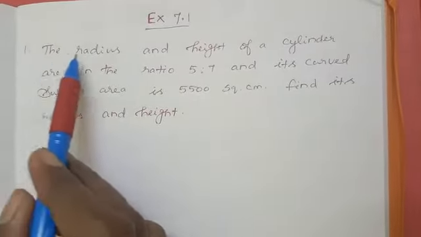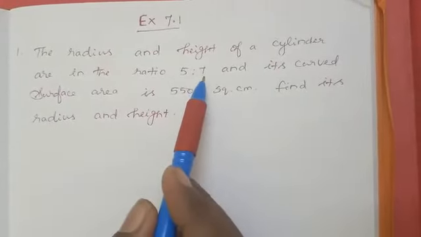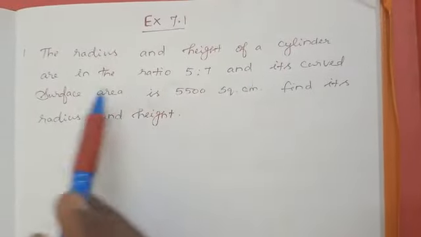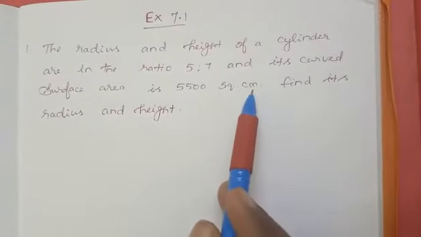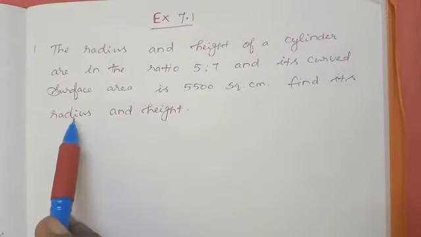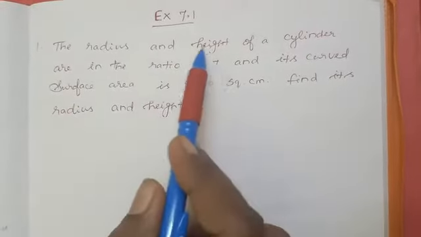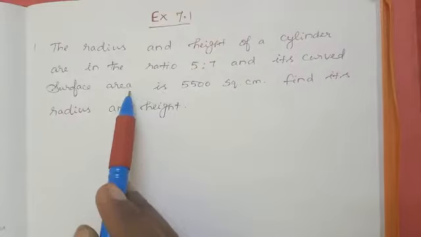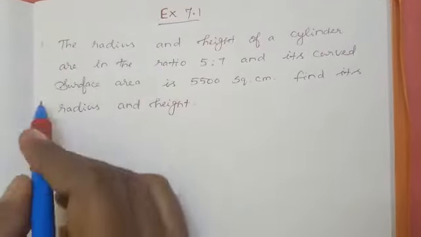Exercise 7.1, first sum. The radius and height of a cylinder are in the ratio 5:7 and its curved surface area is 5500 square centimeter. Find its radius and height. So the radius and height ratio is given, the CSA is given. We want to find the radius and height.